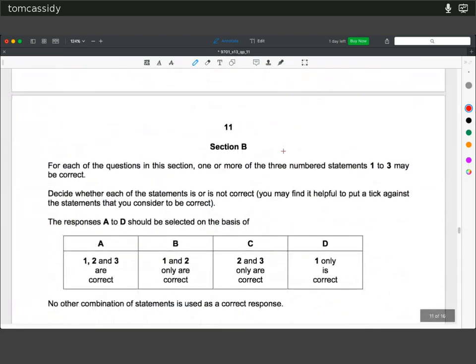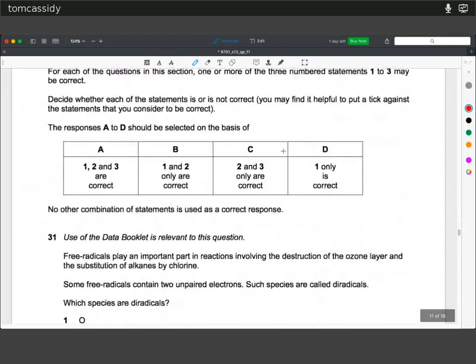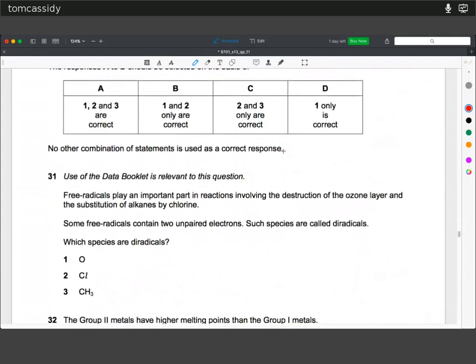Now, when you get down to section B, you've got these rather more complicated questions to do, where there may be more than one answer that's correct. So we're looking at free radicals. We know they have unpaired electrons. It says some free radicals have two unpaired electrons. They're called diradicals. Well, oxygen has 1, 2, 3, 4, 5, 6 electrons. Well, it's got two pairs of electrons in its outer shell and two unpaired electrons. So that definitely is a diradical.